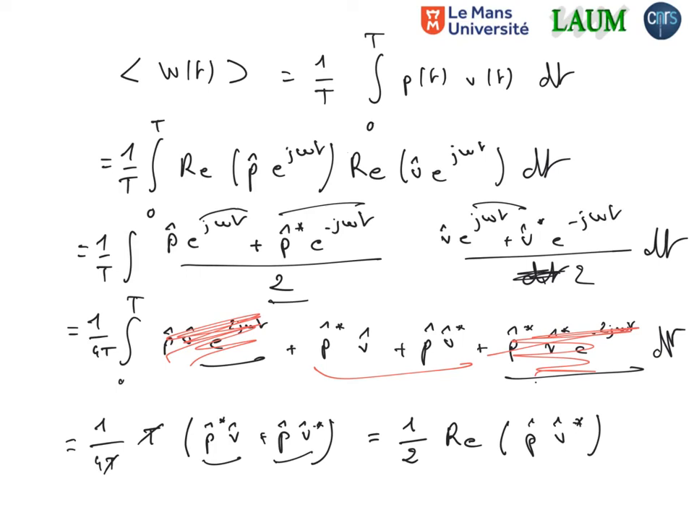So several remarks. The first remark is that this number is not 0 except when the product p v star is purely imaginary, but this is a particular case. Second, this is a formula that we should know by heart, and then we have seen that it's easier to use complex numbers.